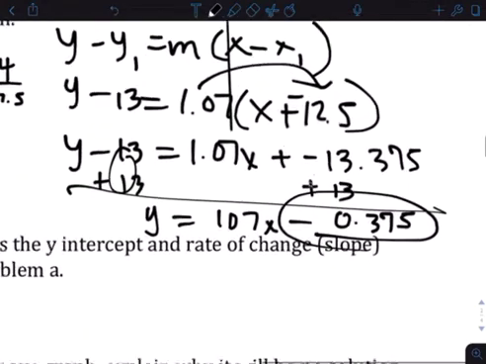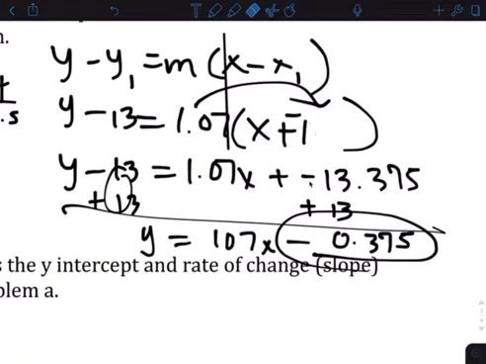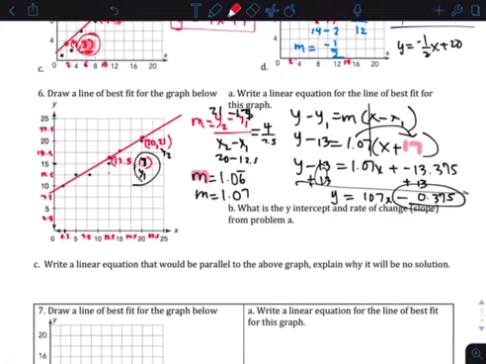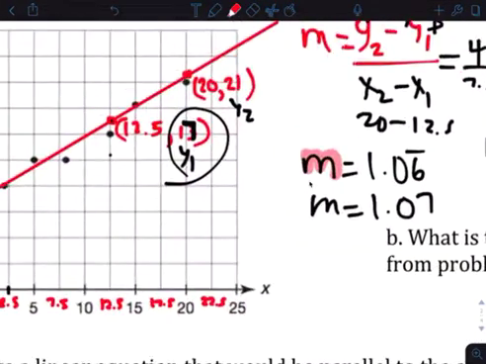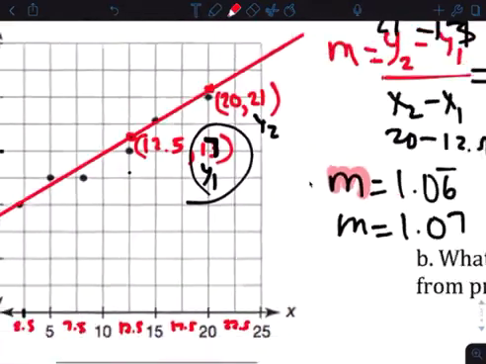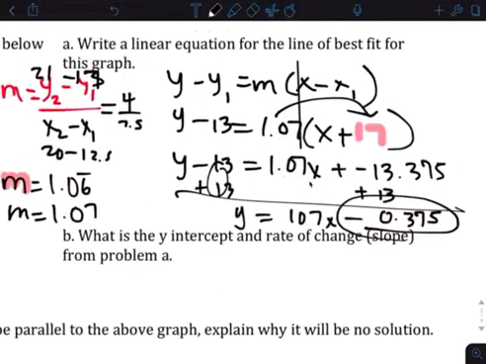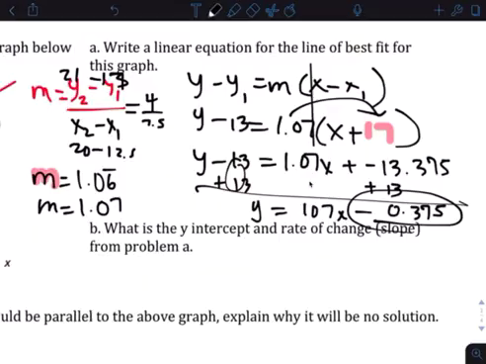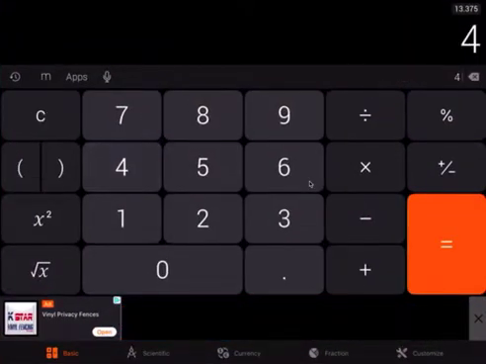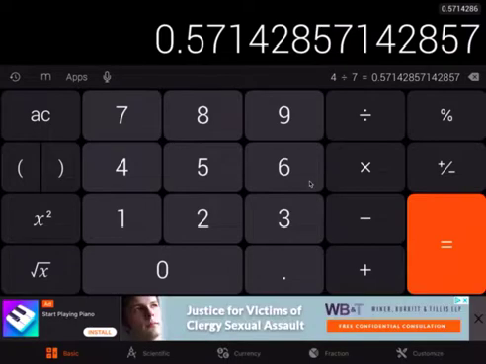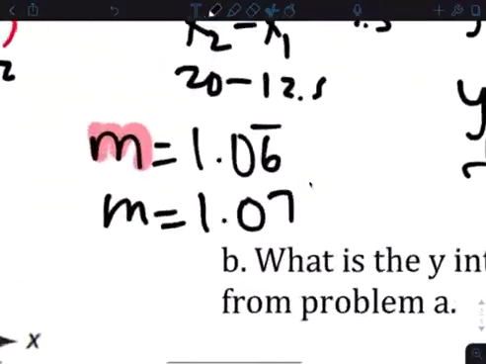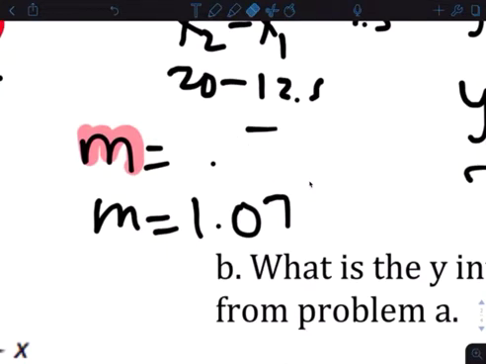Anyways, make sure this was 17. Anyways, the mistake is over here. I did this wrong here, and it translates to everything. So we can correct this. Basically, I need to correct the rate of change. 4 divided by 7, which is 0.57. So the rate of change is 0.57.